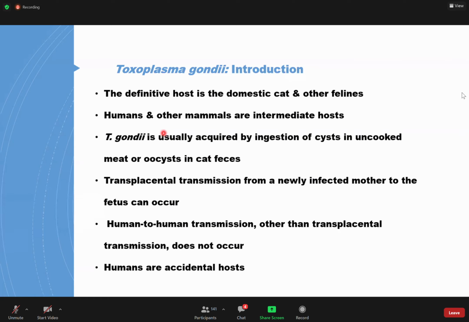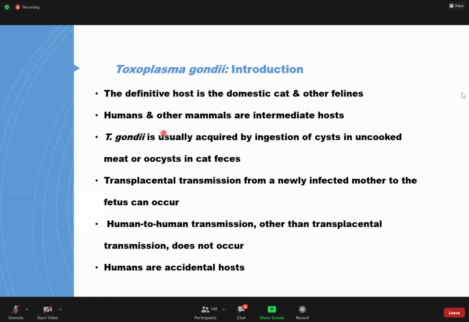The definitive host is the domestic cats and other animals in the cat family. Humans and other mammals are intermediate hosts. So what does that tell you about this parasite? Yes, humans are accidental hosts. Yes, I agree. But what else does that tell you? If the definitive host is the cat, what does that mean?